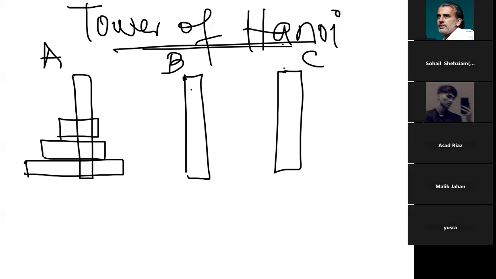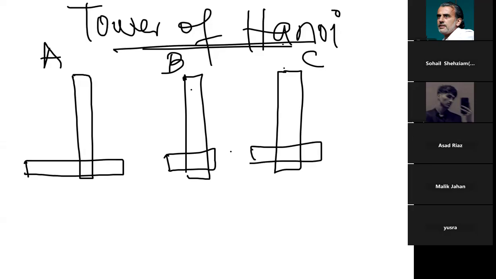So in the first step, what we do is move the smallest disk from tower A. Let's say we take it to tower B, that was the smallest one. Now we take the second smallest disk from tower A to tower C, which is empty. In none of these two initial movements have we violated any condition. So the second smallest disk goes over here.